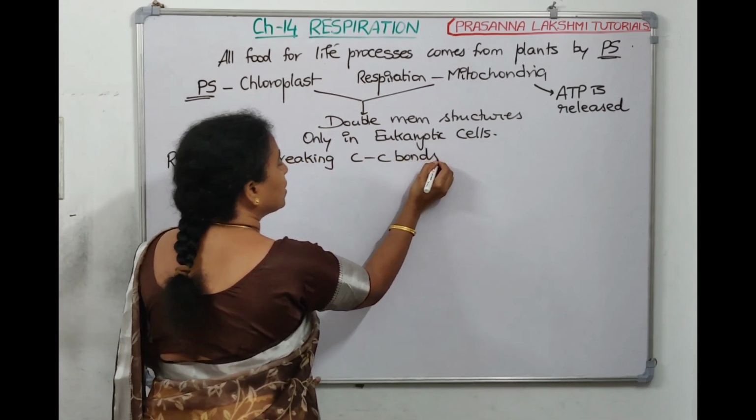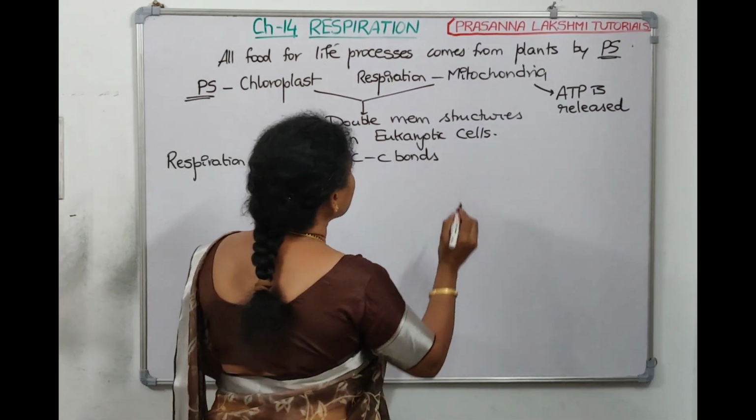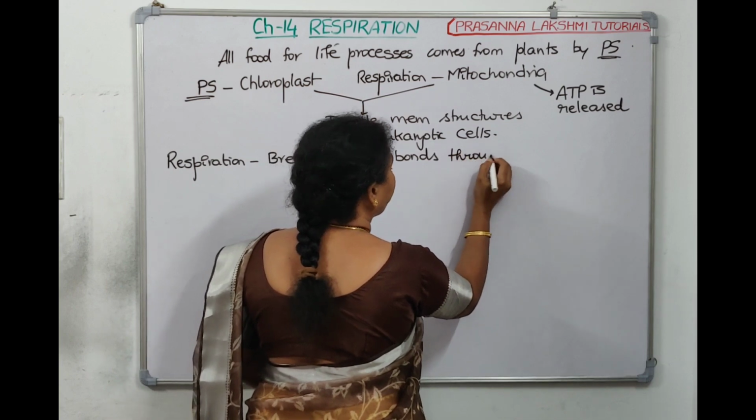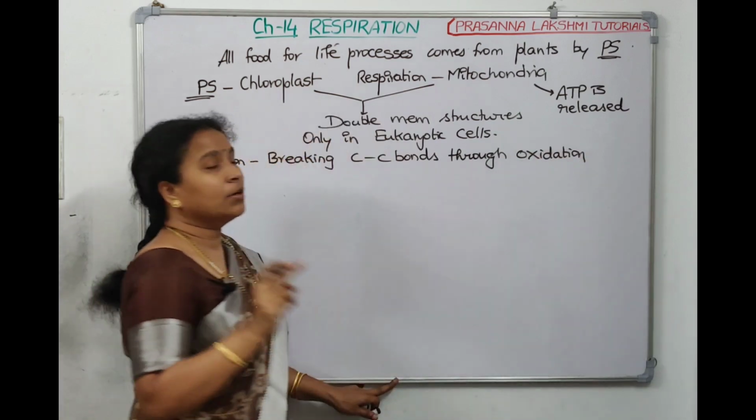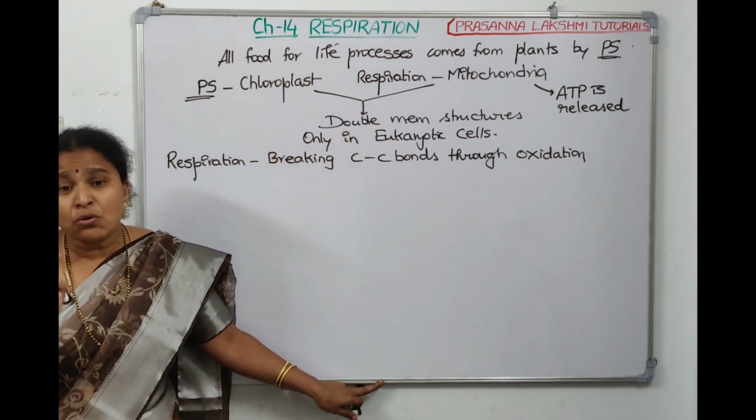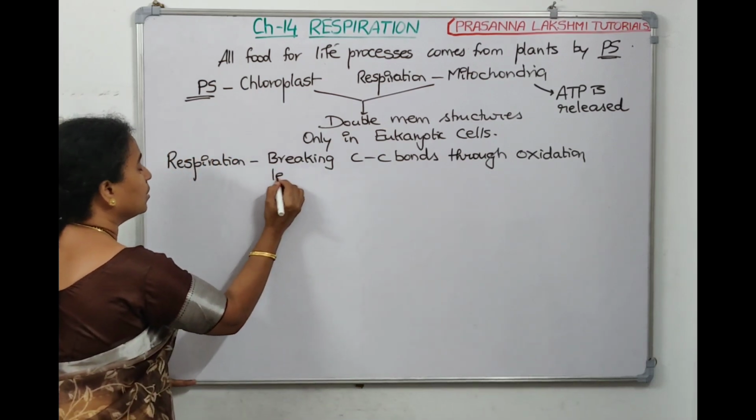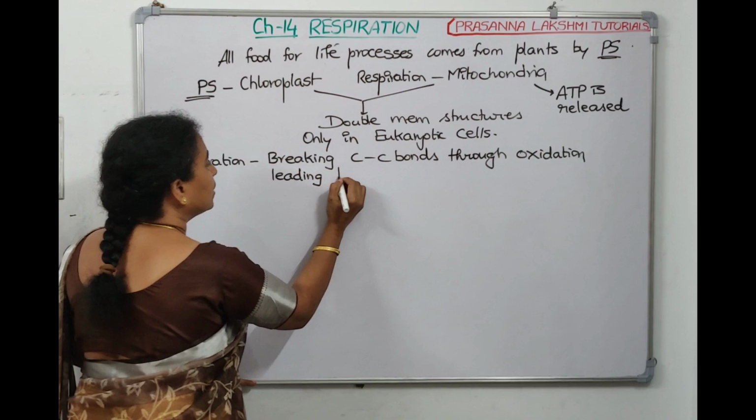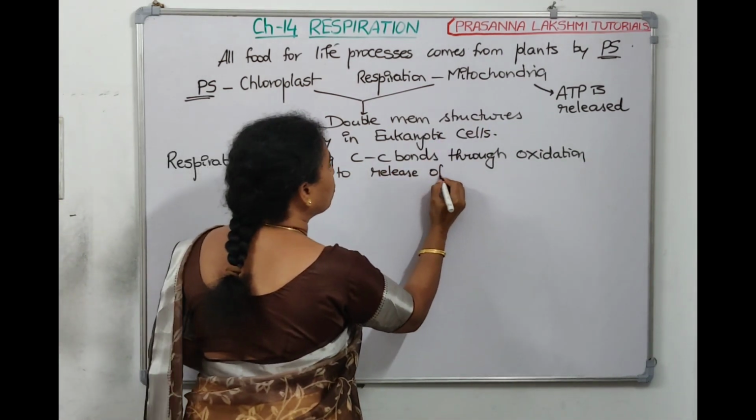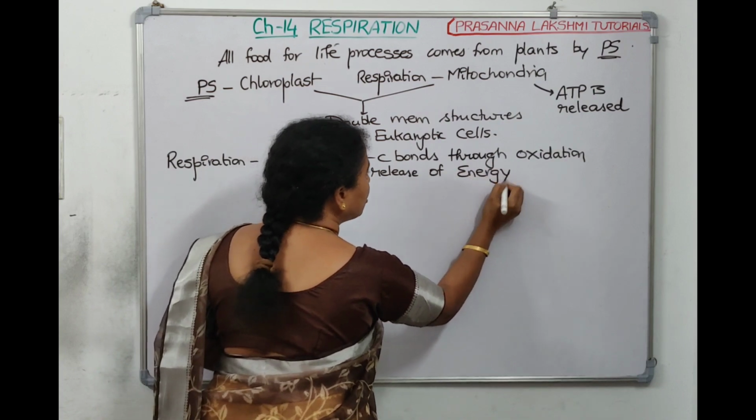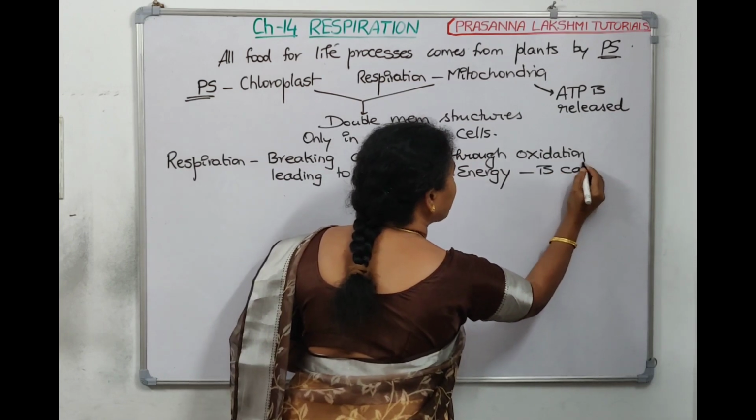CC bonds. Breaking the bond in presence of oxygen is called oxidation. When we break the bond through oxidation, it leads to release of energy. Energy will be released. This process is called as, what is this process called?